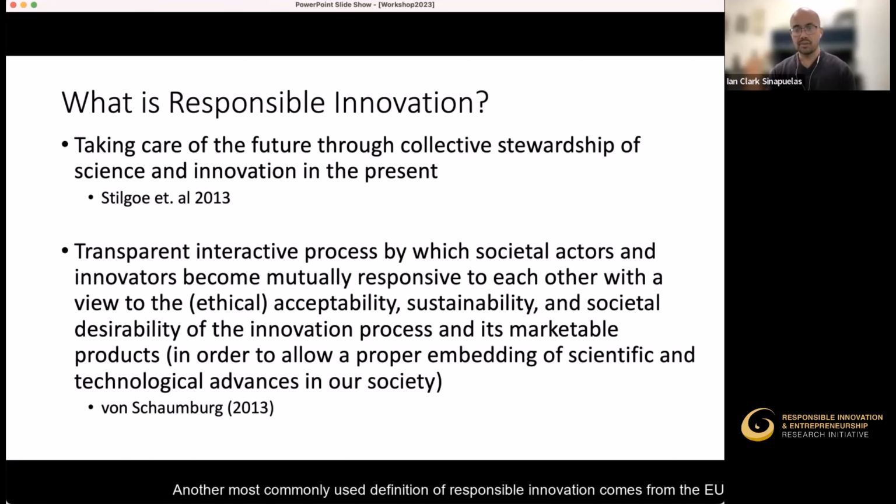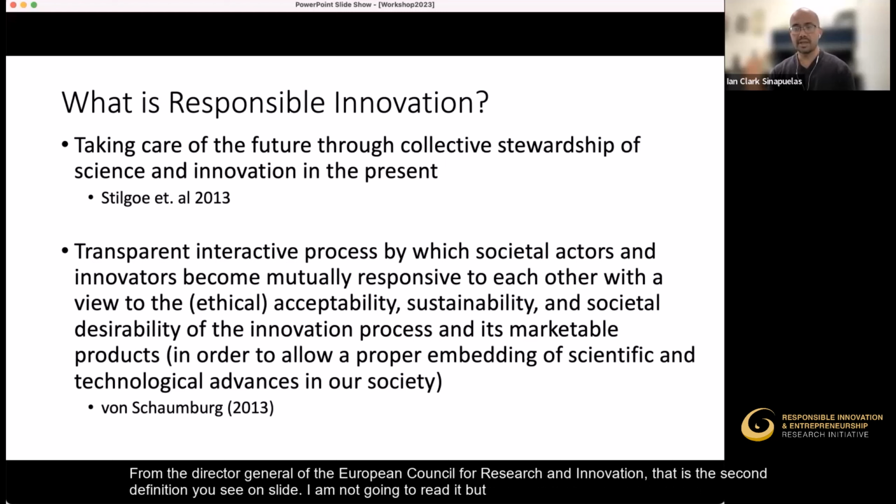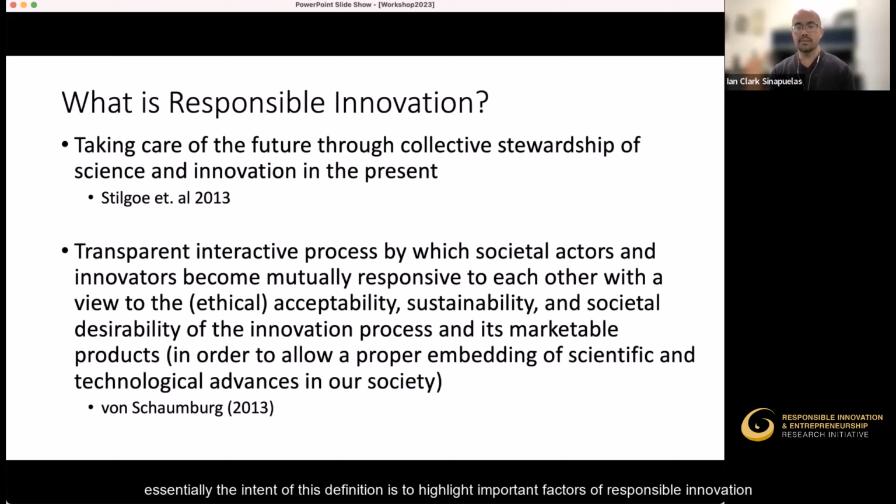Another most commonly used definition of responsible innovation comes from the EU, from the Director General of the European Council for Research and Innovation. And that's the second definition you see on the slide. I'm not going to read it, but essentially the intent of this definition is to highlight important factors of responsible innovation and how it is different from the traditional concept of innovation, research and innovation.